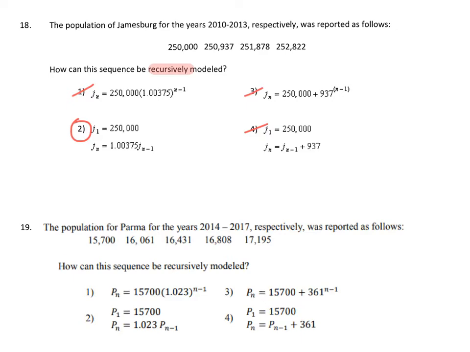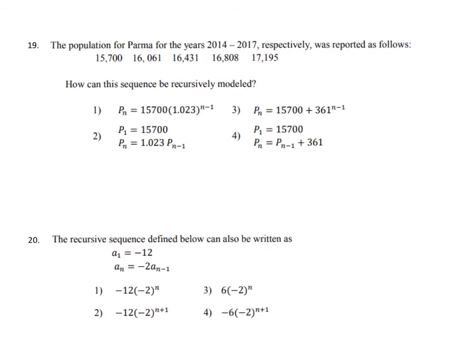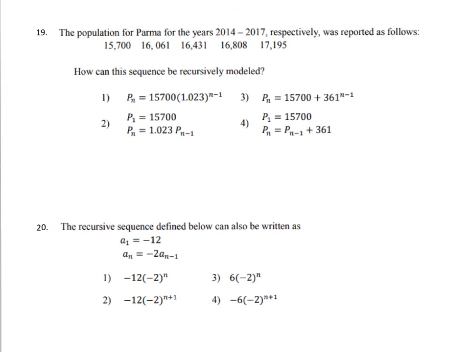Okay, so the next question looks like it has pretty much the same idea going on here. They give us the population for 5 years, and they want to know how can it be recursively modeled. So again, there's been a lot of questions on recursive sequences. All right, well, we know that a recursive sequence has to have 2 sentences to it, right? The first term and the nth term, kind of like we do in choice 2 and 4. So choice 1 is out and choice 3 is out. Okay, so let's look at the differences between these two choices.